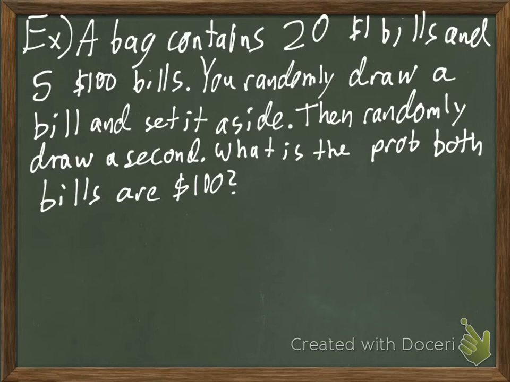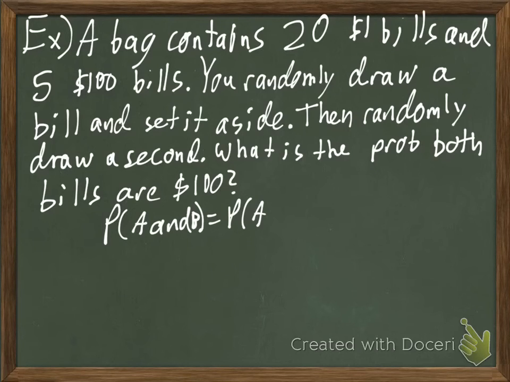Now, the key thing here is recognizing that it's dependent by looking at this set it aside thing. We're not replacing it. So anytime you see replacing, that means it's probably an independent event. If it's not being replaced, if it's being thrown away, set aside, not put back in the bag or the box, whatever it is, then it's most likely a dependent event because we've now changed the number of objects that we are choosing from.